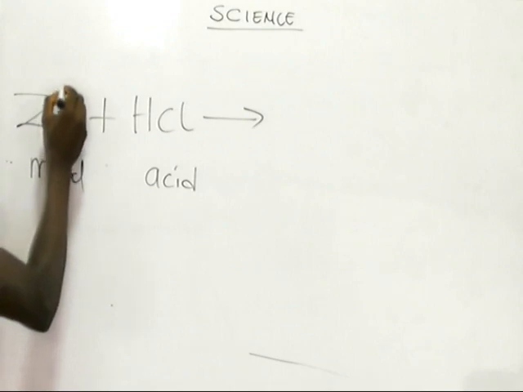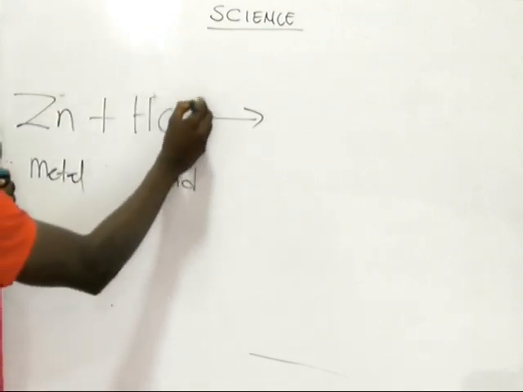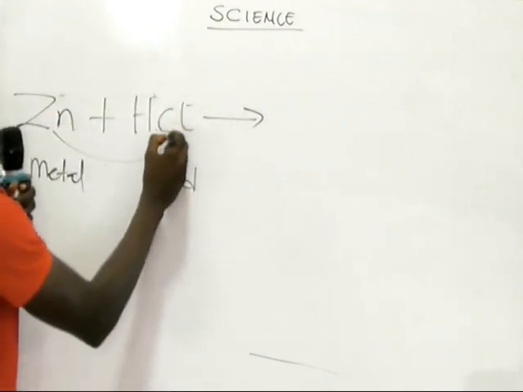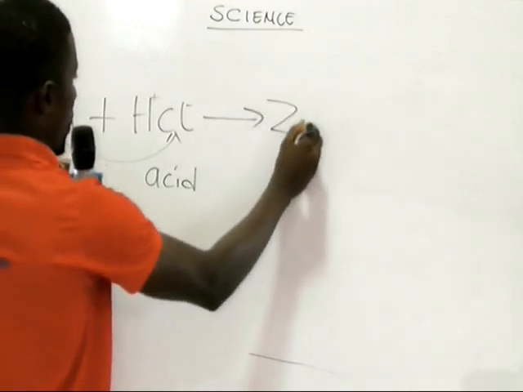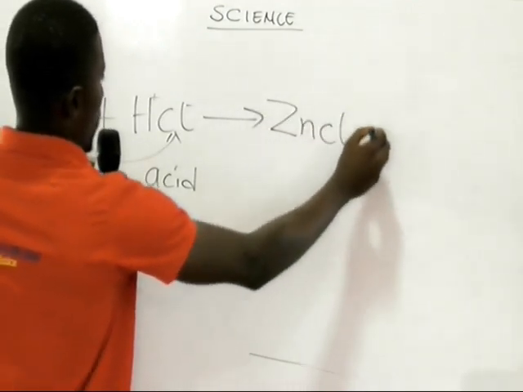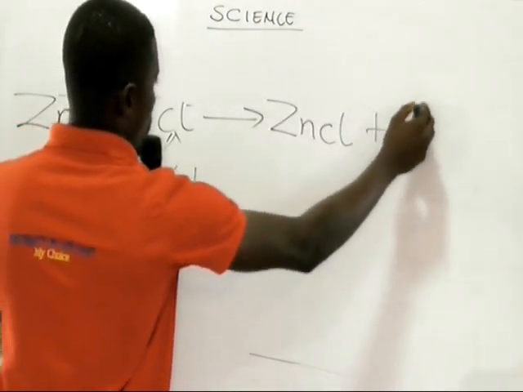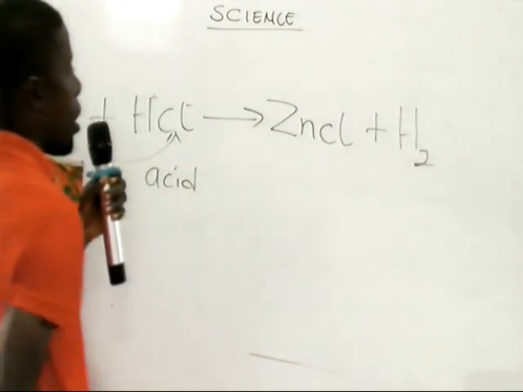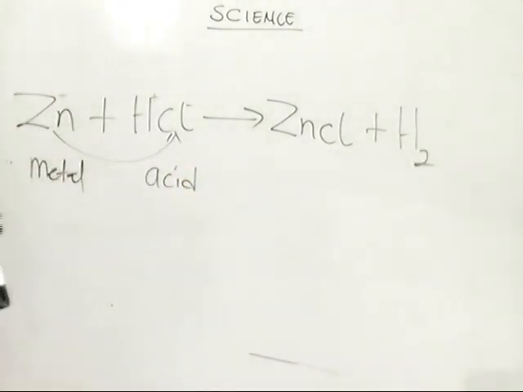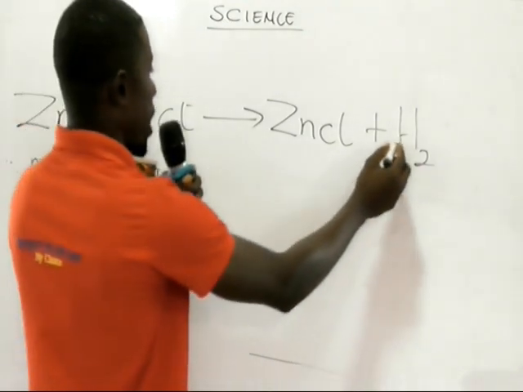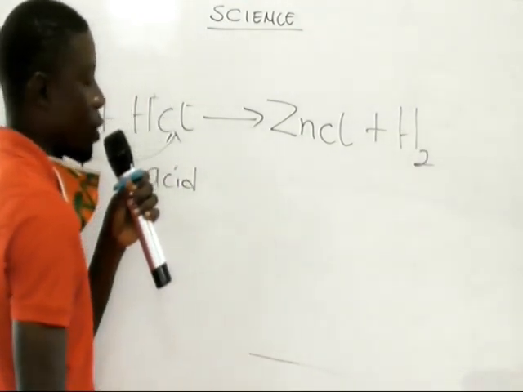So this one is positive and negative. You write the name of the metal first, then you write your hydrogen gas. This one appears in the chemical reaction as a diatomic molecule.